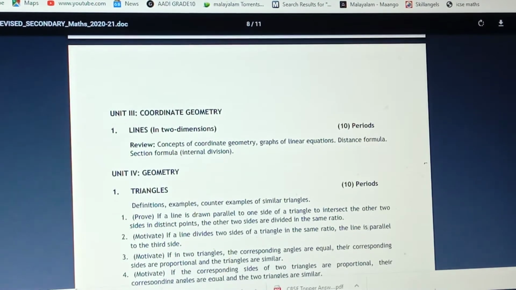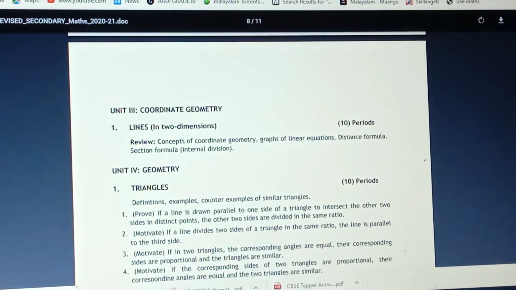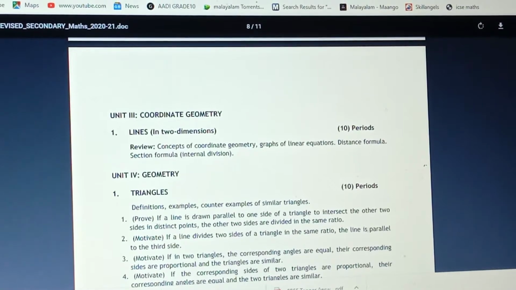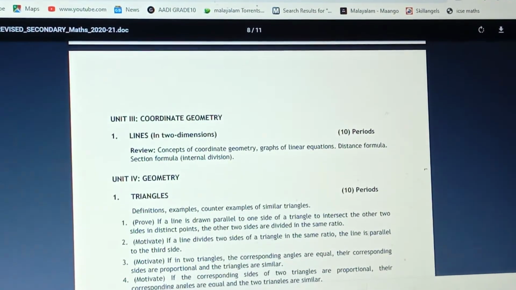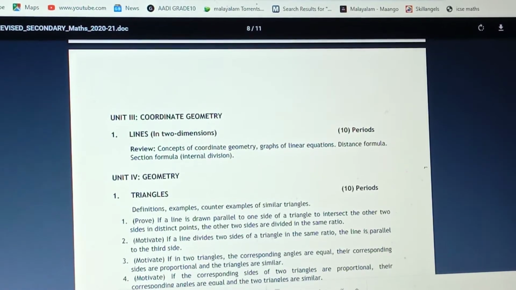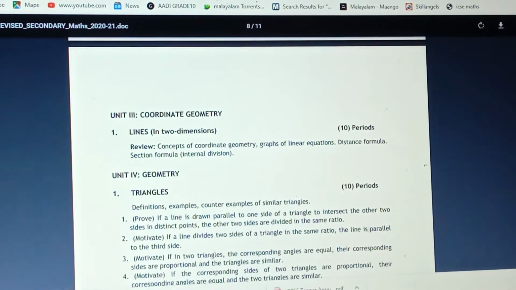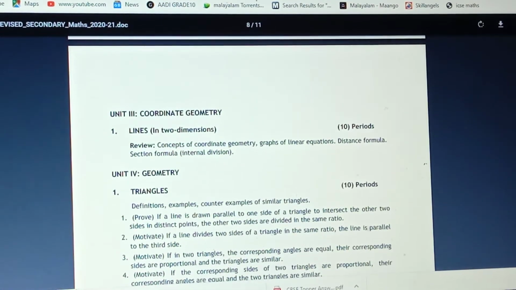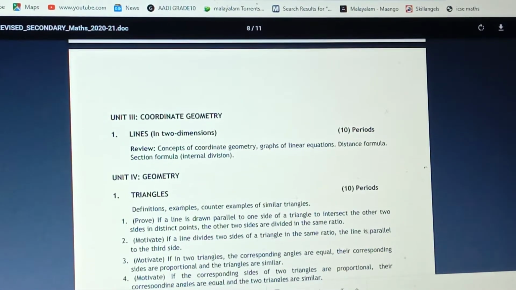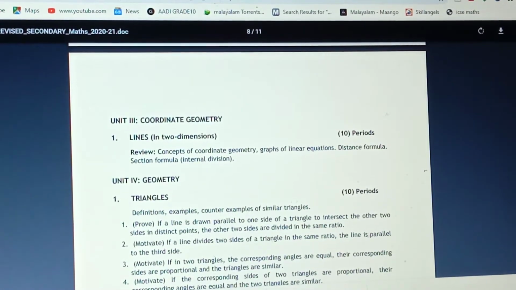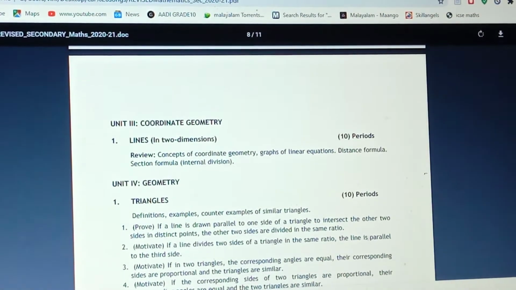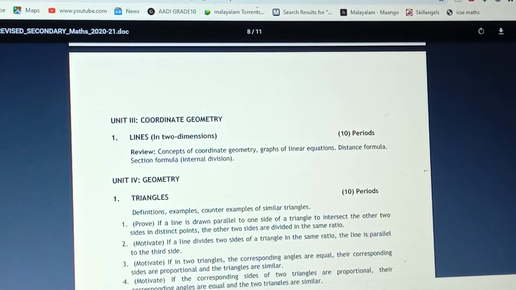Now comes our coordinate geometry. Coordinate geometry, the chapter itself was very easy. On top of it, what they have done is only the portion which was a little difficult, they have removed it. That was not that difficult also, just that some silly mistakes used to happen in calculation. Otherwise, that portion was okay. But now CBSE has decided to remove it. So what can we do?